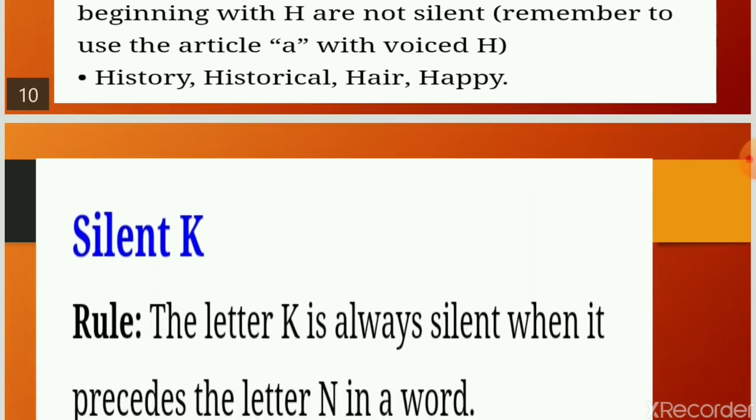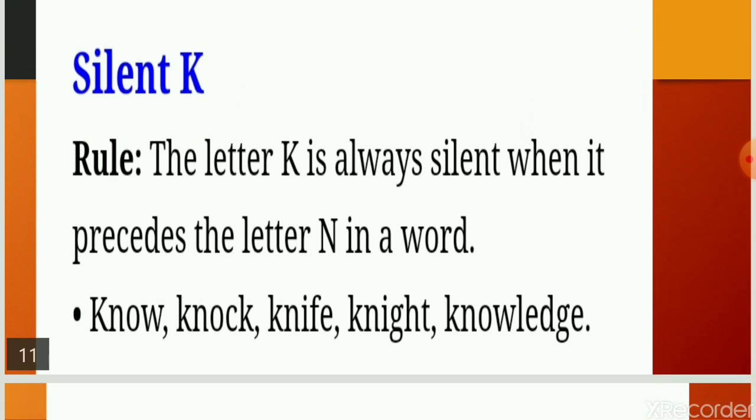Okay, now we are going to move on to the silent K. The letter K is always silent when it precedes the letter N in a word. That means if there is a combination of K N, then the K will be muted, the K will be silent. Absolutely, that is the condition. The K will be mute, and K is absolutely silent here.